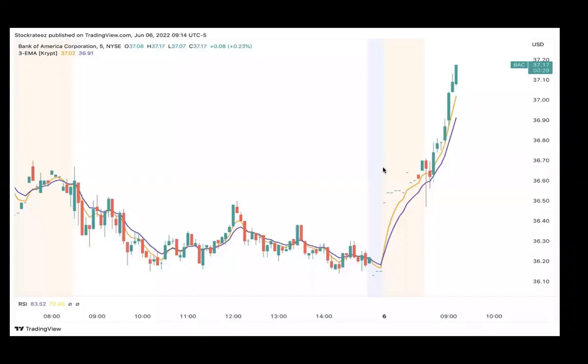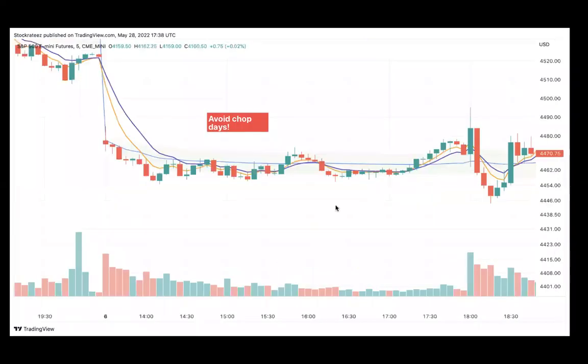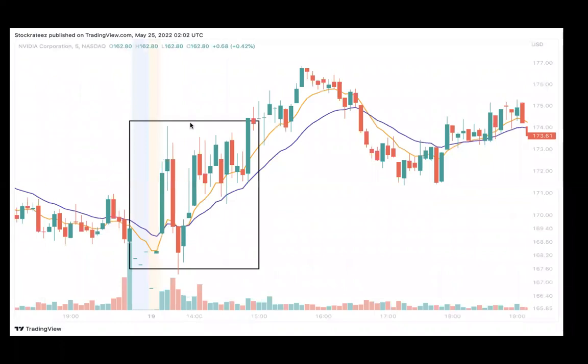Clean action, clean candles, small, no volatility, huge, too much volatility. So understand the difference. Use that opening range to ask yourself, where are we within the context of the chart? What is the action looking like right now?